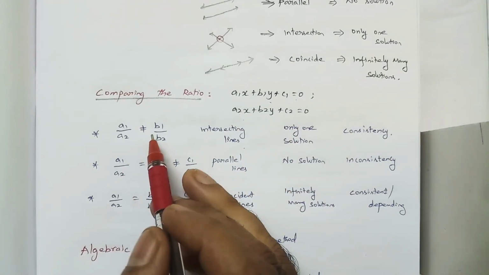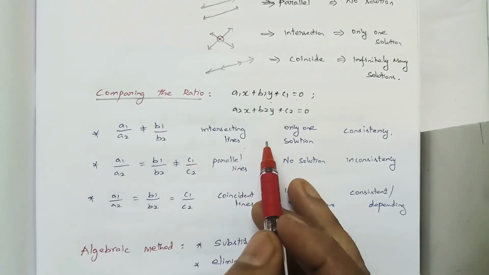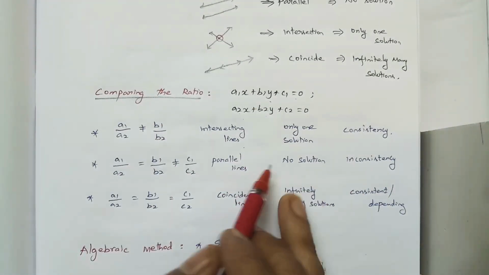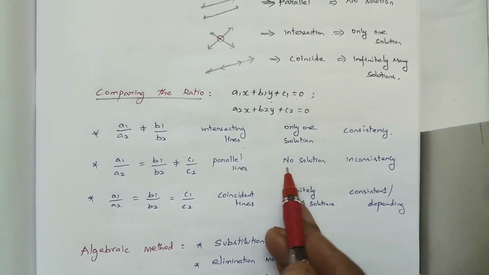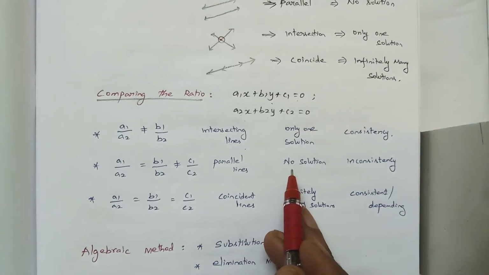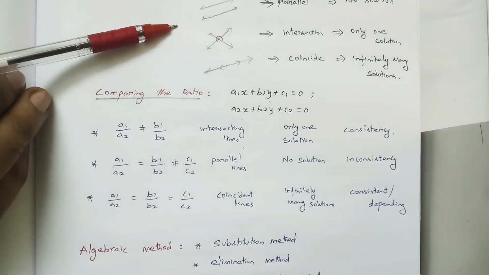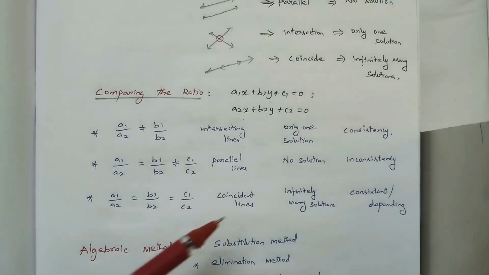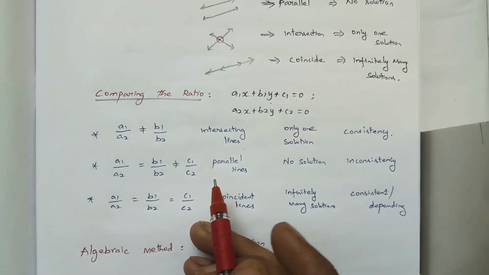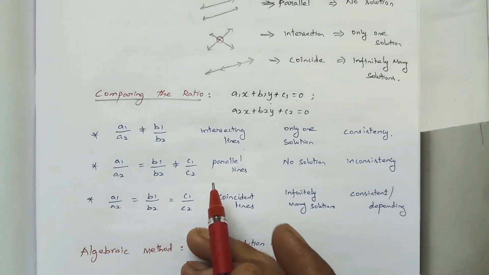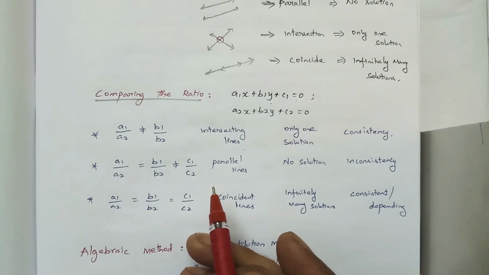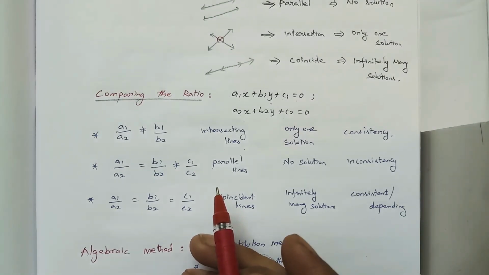Just by comparing, we can't find the solution. If we want to find the solution, we have to go with the graphical method or the algebraic method. They are asking whether the above equations have a solution or not, and if so, how many solutions. Otherwise, without drawing the graph for the above equations, how the graph will be.